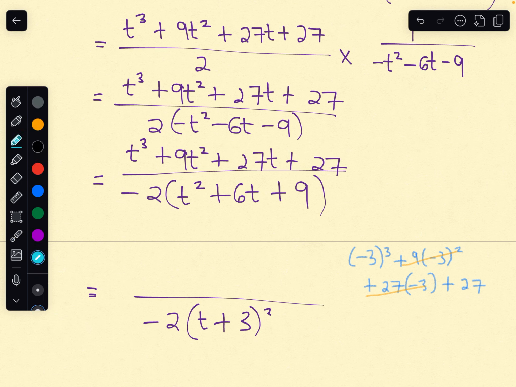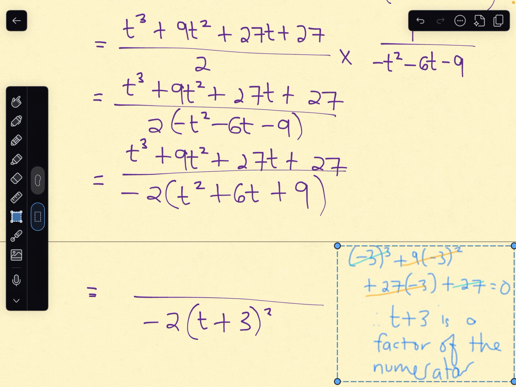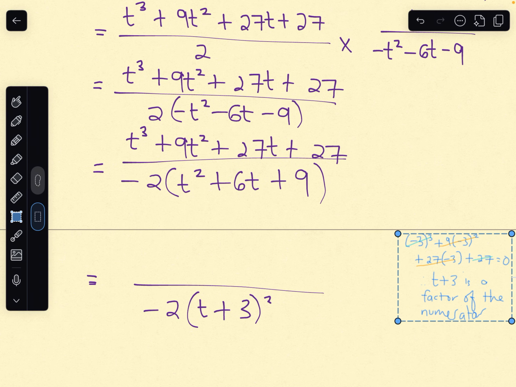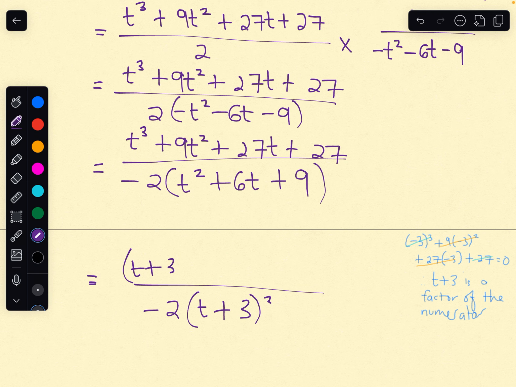Ooh, it's looking wonderful. It's looking marvelous. So this does indeed end up being 0. So therefore, t plus 3 is a factor of the numerator. Very nice. Okay, so that means that we have t plus 3 times something gives us the numerator.